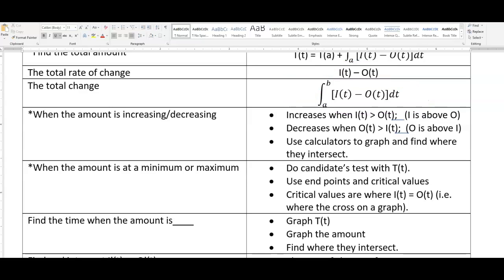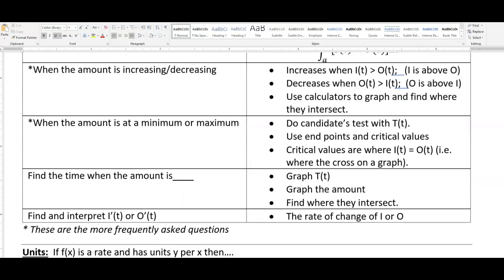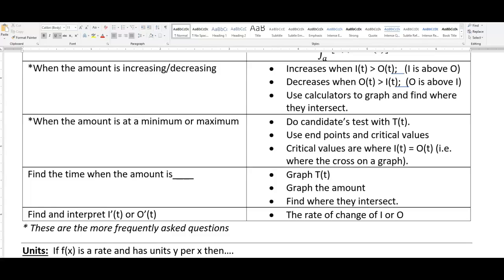Another really common type of question is if they ask you, when is the total amount increasing or decreasing, or what is the minimum or maximum? And we'll also look at finding a time when the total amount is a certain value as well. Also finding what do you get when you take the derivative of the rate in and rate outs.